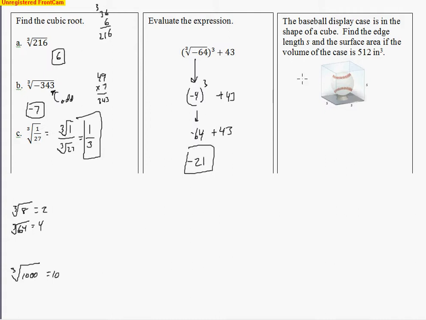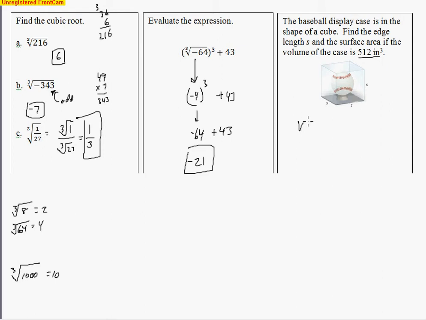Make sure you subtract these two numbers, and when we do that, we end up with -21, because there are more negatives than positives. Here it says the baseball display case is in the shape of a cube. Find the side length S of the surface area if the volume is 512 inches to the 3rd power.